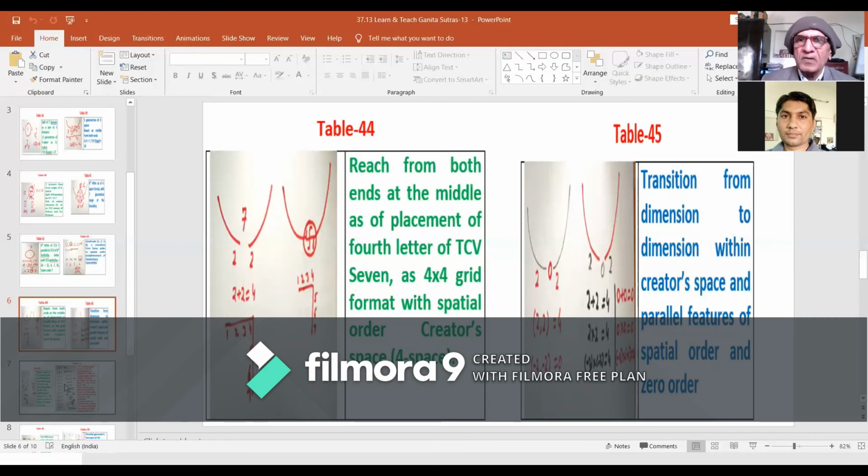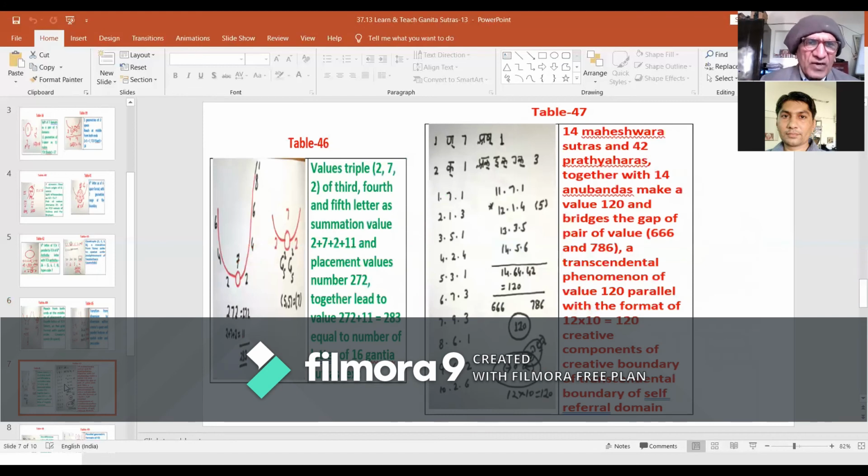A step ahead, the tables 46 and 47 are taking us to very, very blissful attainments. And these attainments are of values triple 272 of third, fourth, and fifth letters with summation value 11 and 272, leading to value 272 plus 11, which is 283, equal to the total number of letters of Ganita Sutras 1 to 16 text.